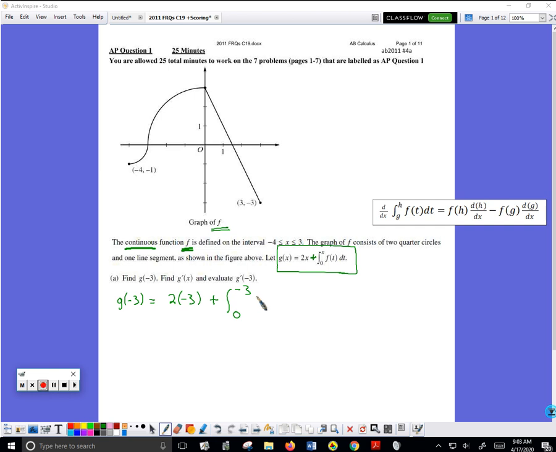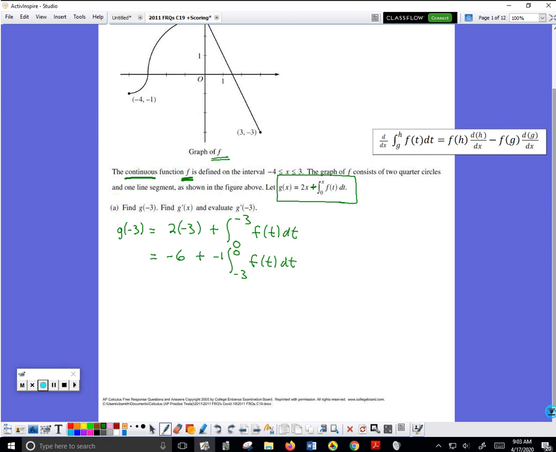Okay, this integral is backwards, so I want to switch this. So this will become negative 6 plus negative 1 multiplied by the integral from negative 3 to 0 of f of t dt. Don't forget the dt. So negative 6 plus negative 1 multiplied by, so I'm integrating from negative 3 to 0.